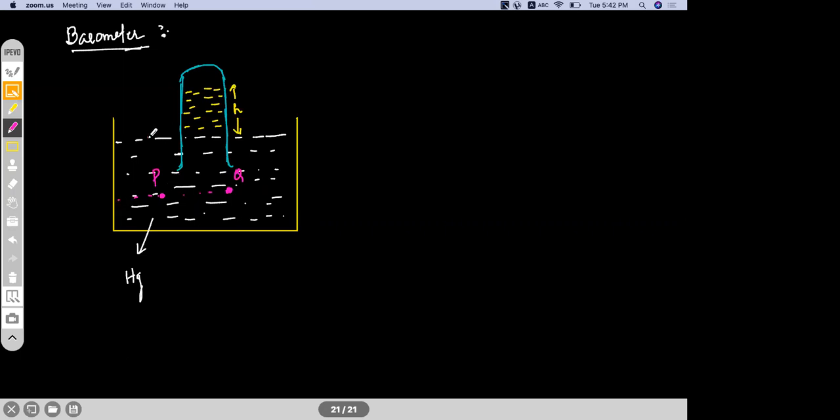Suppose I'm assuming A is the point exactly at the surface of this liquid, and here the point is B. The pressure at A and B will also be the same, right? Okay, yeah. What is the pressure at A? Since it is open, P at A is nothing but the atmospheric pressure. Okay. It means it is the pressure at B also.